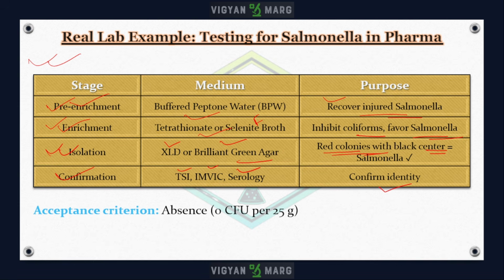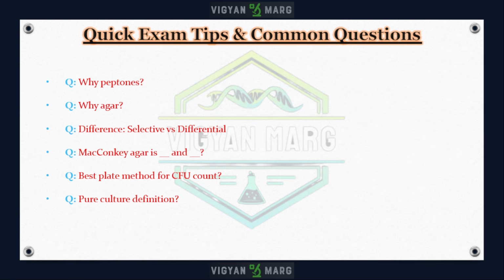Okay, this example ties together everything we have just discussed: selective media, differential media, enrichment culture, pre-enrichment, and the logic of microbial testing in the real laboratory context. Whatever we previously learned, we have seen how we apply those things, as I explained in this slide. I hope you understand. And next, some quick exam tips.